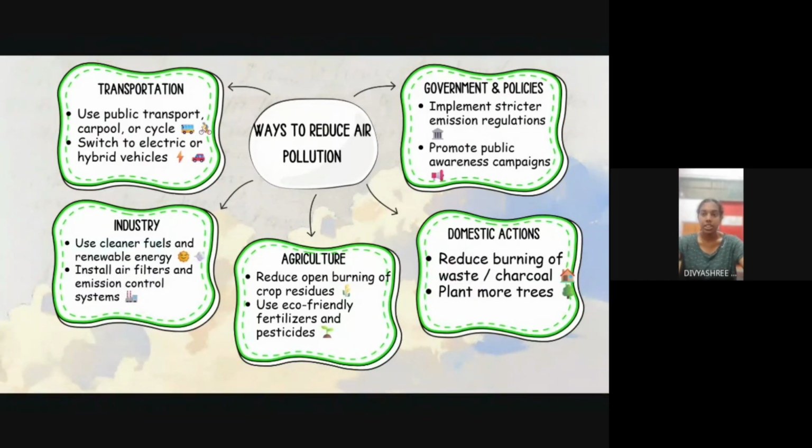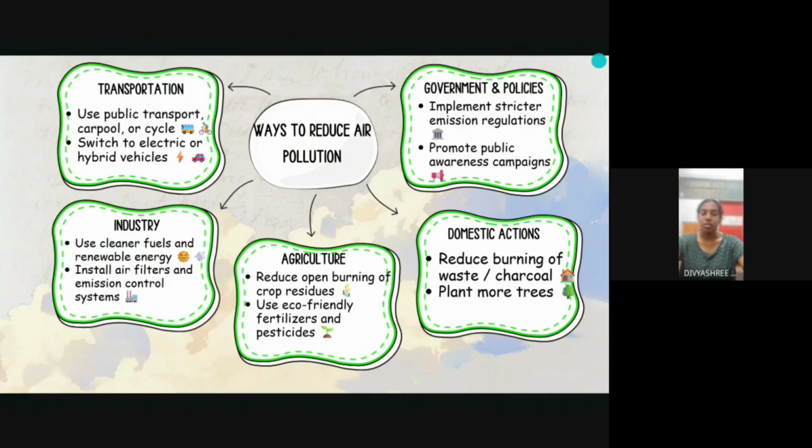For domestic action, each one of us can play a role. We should avoid burning waste or charcoal and plant more trees because trees absorb carbon dioxide and clean the air naturally. Lastly, the government also plays an important role by implementing stricter emission regulations and promoting public awareness campaigns. They can also help to ensure that everyone understands the importance of keeping our air clean.